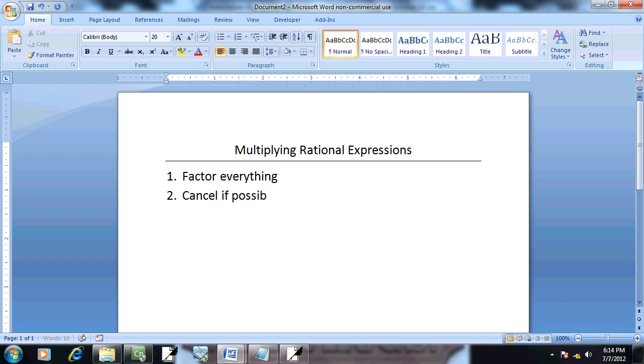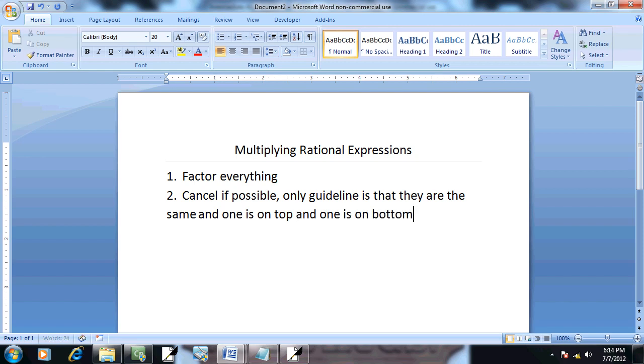Step 2, cancel if possible. The only guideline is that they are the same, and one is on top and one is on the bottom. Now we're going to find out that numbers you treat a little bit differently, and x to a power you treat a little bit differently. But specifically here, we're talking about ones that truly fit a rational expression, in terms of algebra.